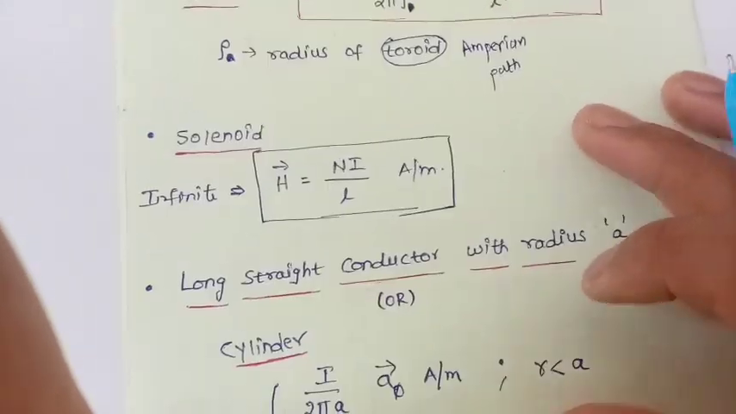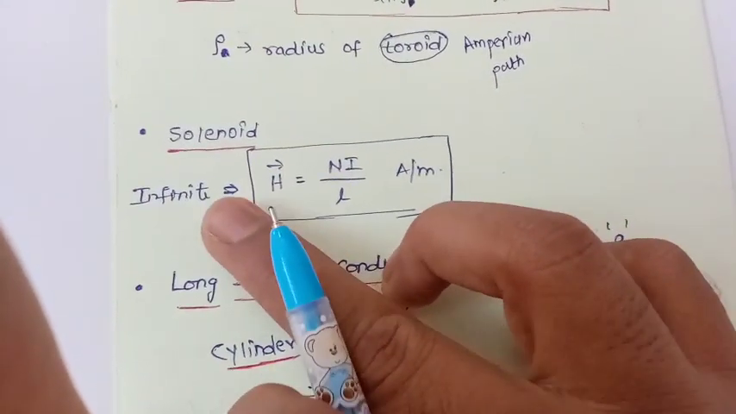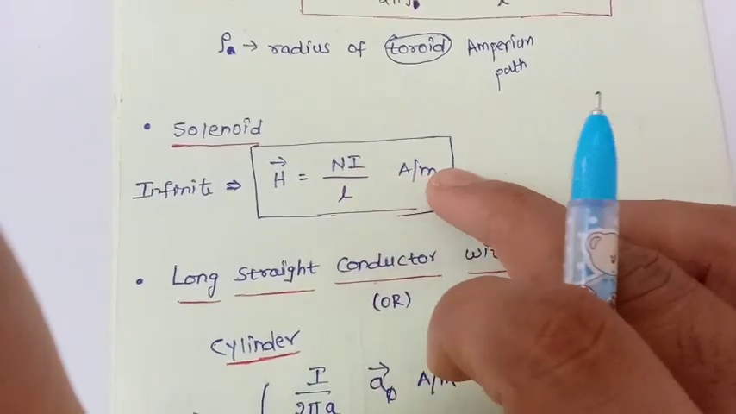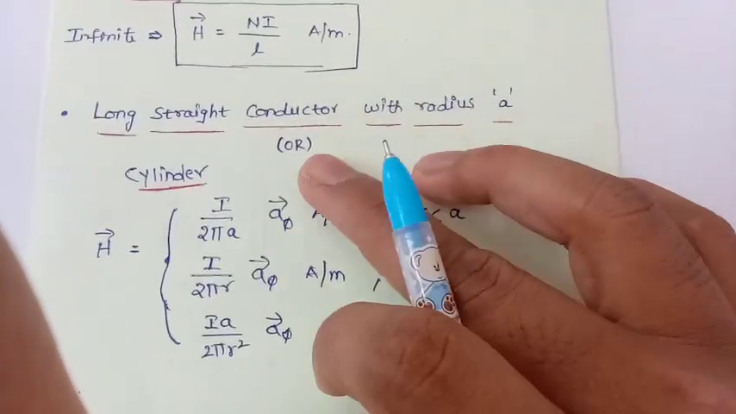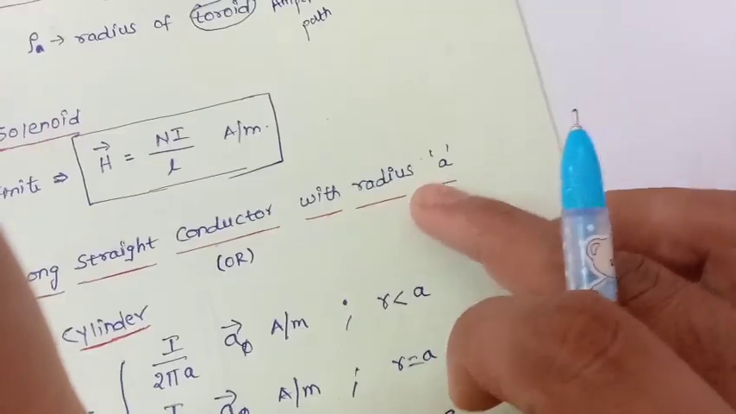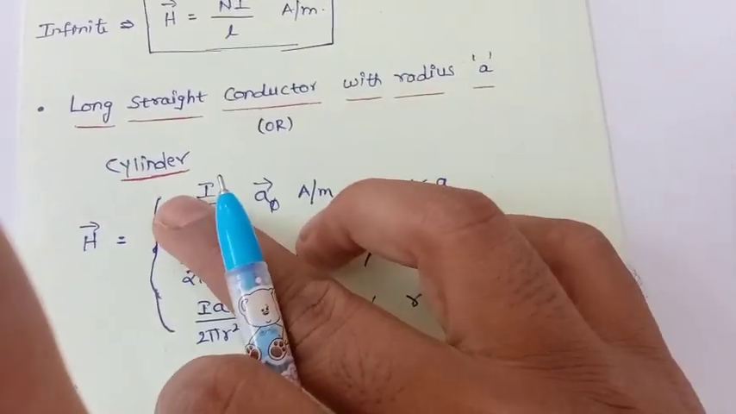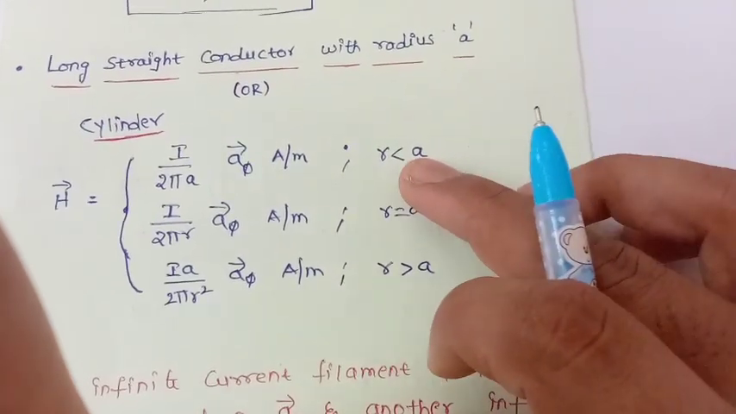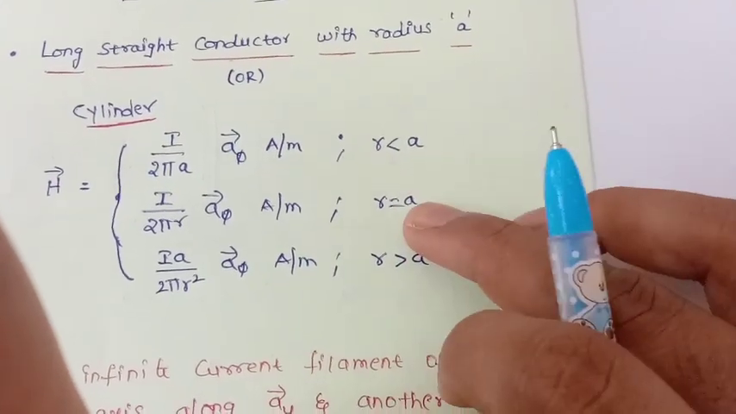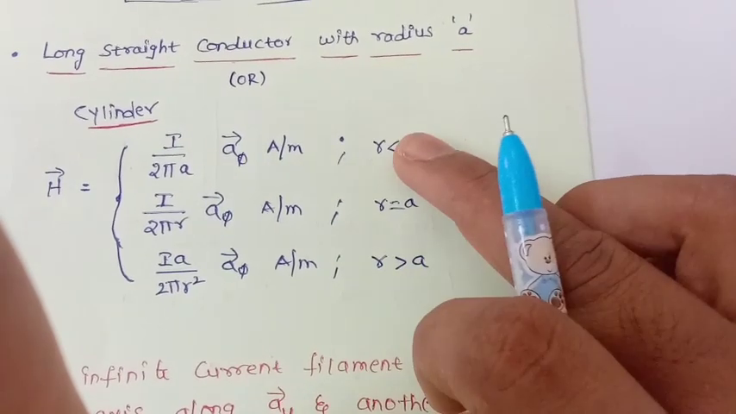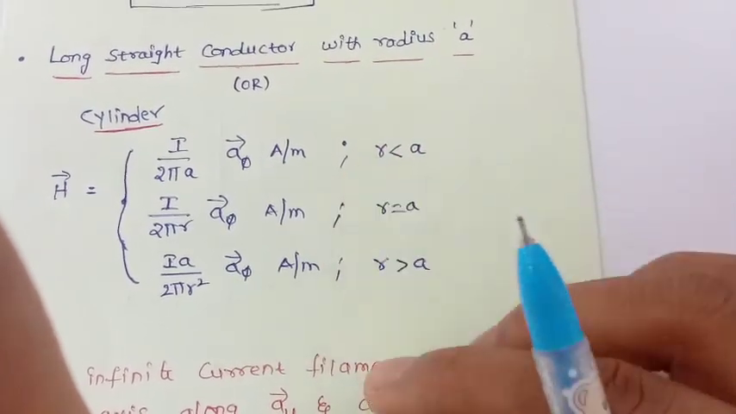Now coming back to the solenoid, we have seen just now for an infinite solenoid, H vector is equal to Ni upon L ampere per meter. Now, a long straight conductor with cross section of radius A or B, whatever it may be, or it is a cylinder. Now we have 3 regions: on the conductor, inside the conductor, and outside the conductor, we have 3 different magnetic field intensities. Is it clear, all of you?